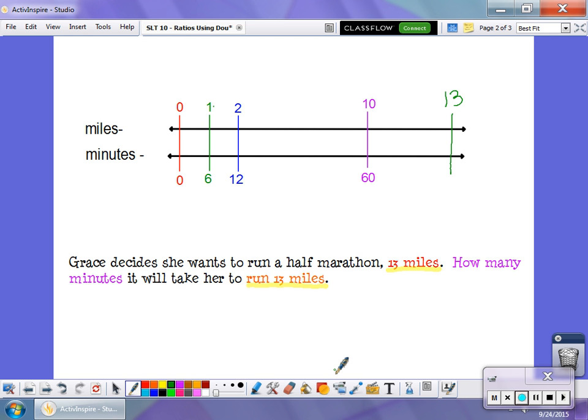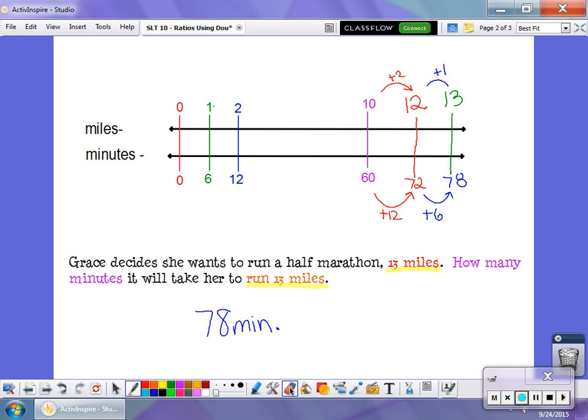One thing I could do is continue my pattern. I know every time Grace runs 2 miles, it takes 12 minutes, which means when she runs 12 miles, it will have taken her 72 minutes. And I know looking here that every time Grace runs 1 mile, it's another 6 minutes, which means it will take her a total of 78 minutes to run 13 miles.